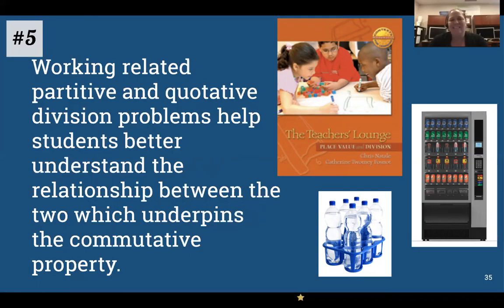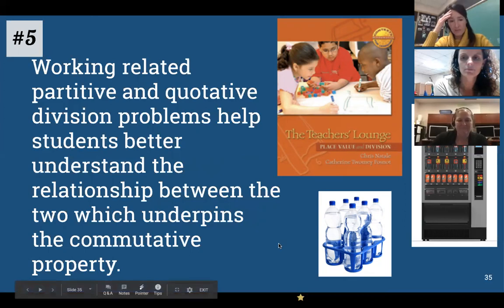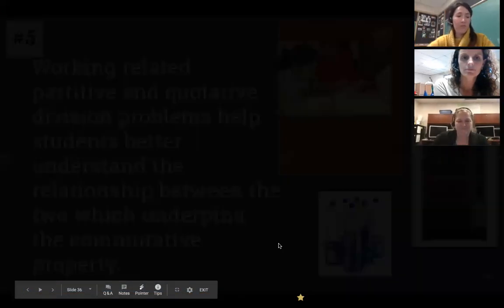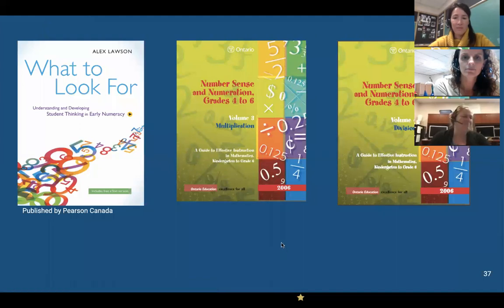So those are the five reasons why I think it's absolutely critical that teachers of all ages, from K to 12, really understand the difference between partitive and quotative division. And I think that's all I have.